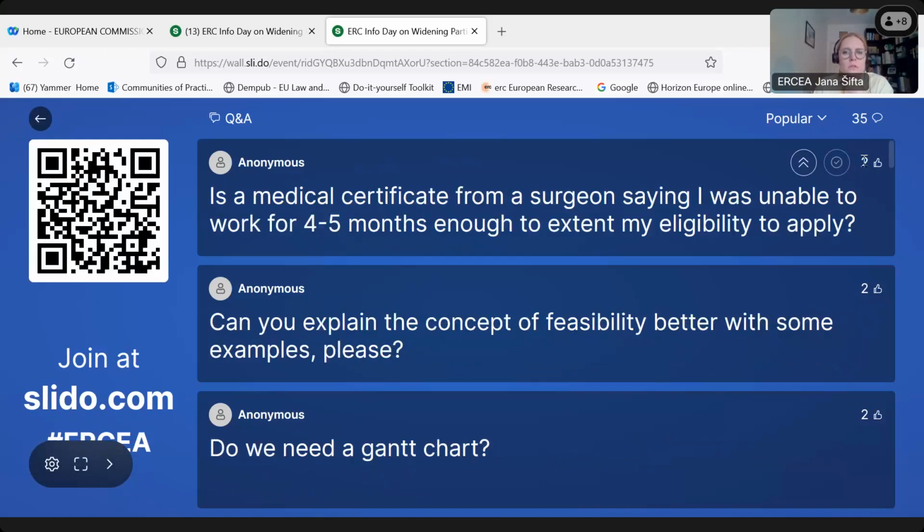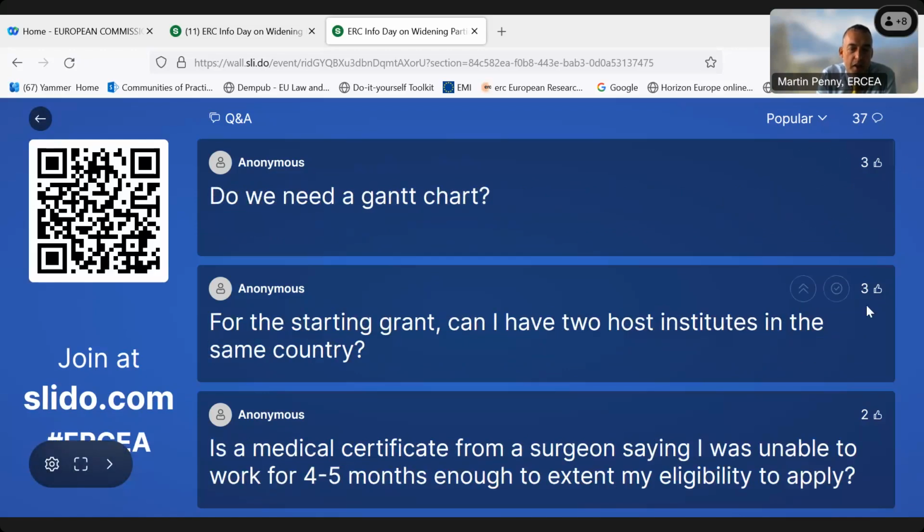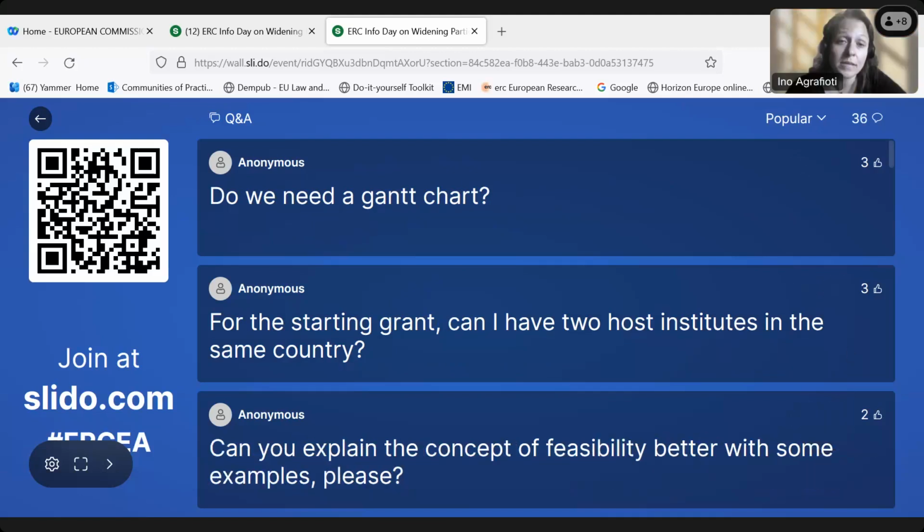Okay, thank you. And a question for you on eligibility. Is a medical certificate from a surgeon saying I was unable to work for 4 to 5 months enough to justify my eligibility to apply or extend my eligibility to apply? I would think yes, but for these kinds of questions, I would recommend that you write an email to the ERC mailboxes that I have in my slides, because they can give you the best advice. Indeed, and it's better to have that reassurance first of all, so that you can ensure that you get through eligibility. We're always happy to answer questions in that respect.